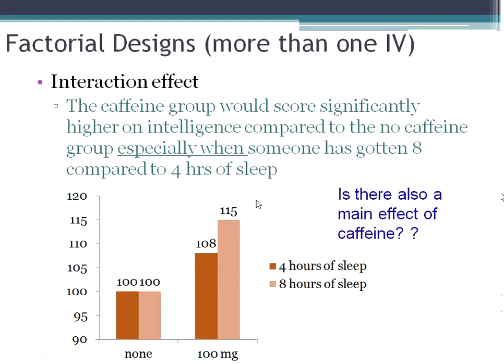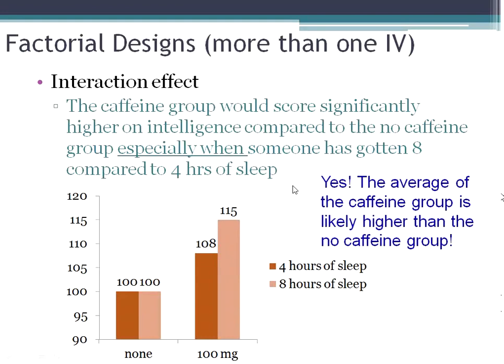Your book, and you'll see this in a little bit, is going to call this an ordinal interaction effect, or a spreading interaction. We might also ask the question, is there a main effect of caffeine? And the answer is probably, right? If we collapse these two conditions together, the average of this and the average of these two, there's probably also a main effect of caffeine. So you can have main effects that are significant and interaction effects that are significant as well in your analysis.